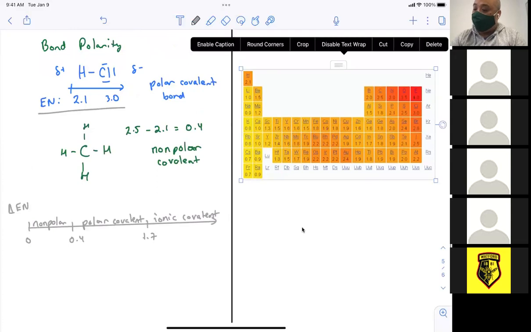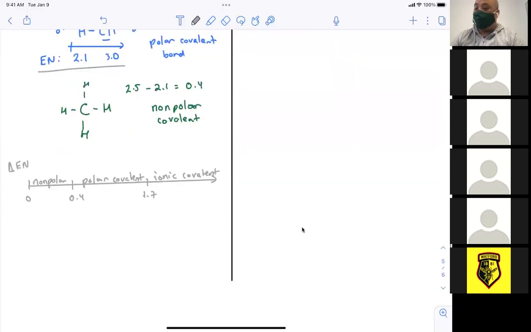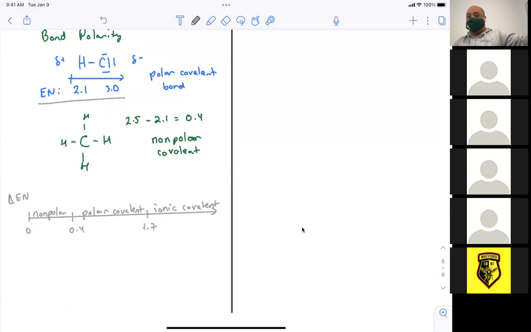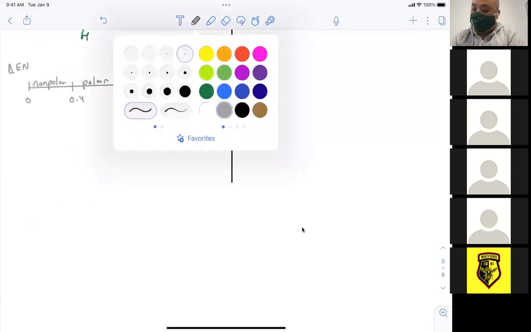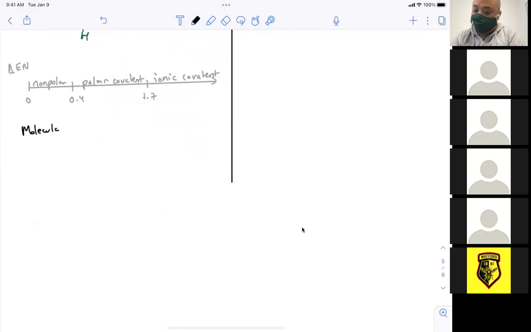Now, like Penne was saying, bond polarity has an effect on molecular polarity. When you talk about molecular polarity, you have to look at how the bond polarities are affecting the molecule. Sorry, Sam, I don't know if you're going to run out of space here. Okay. So molecular polarity is the net direction of bond polarity.